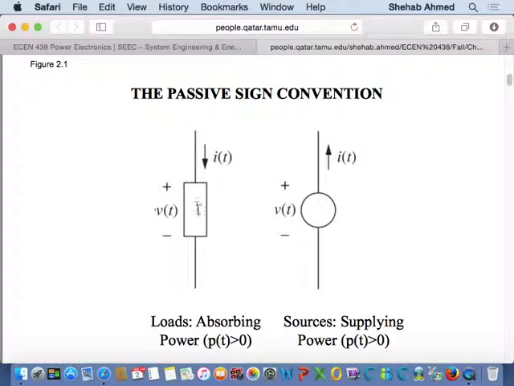How about a load? Anything that's not a source. In this case, positive power will be this voltage multiplied by this current in this direction. If the current was coming out of the load instead, it would be an indication of what? Negative power, right? The value of power, P equals V times I, will be negative if this current is flipped.